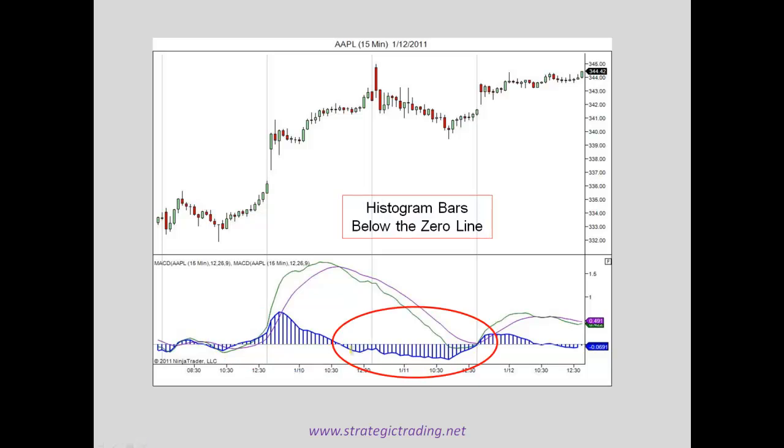Similarly, if we look at the histogram bars below the zero line, we should not rush to judgment and think just because they are below that it will always mean prices will be heading lower. Take a look here. The bars are in fact decreasing, but nevertheless they're still below the zero line, and sure enough we have a movement to the upside. So keep that in mind. Learn to use different indicators together and rely on confluence rather than any one single signal from any one indicator.